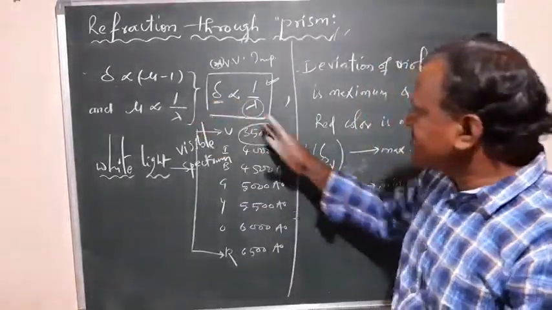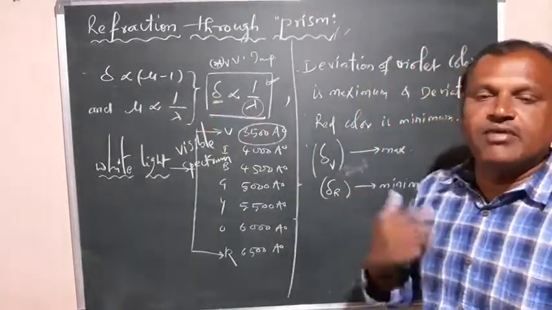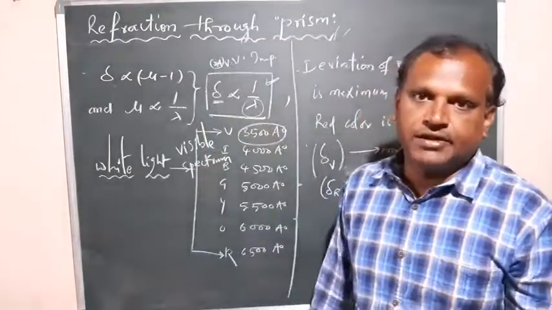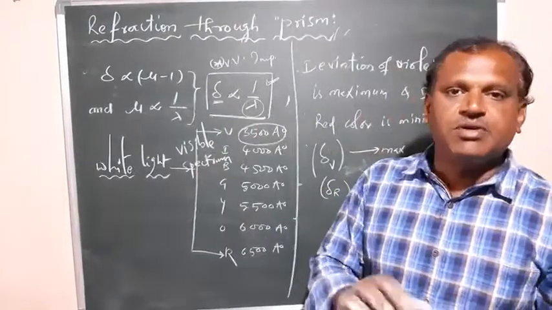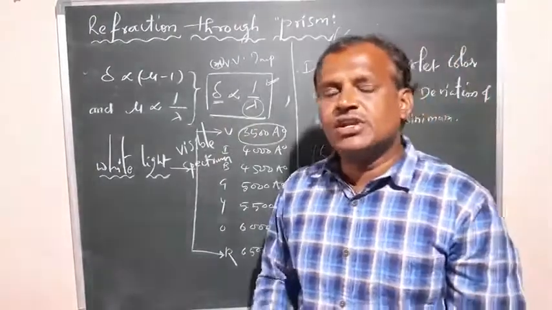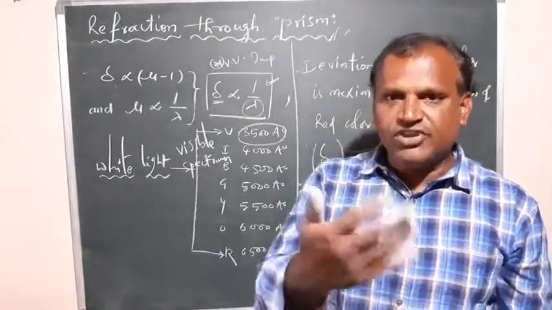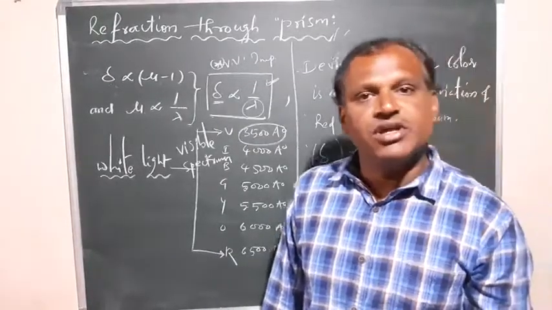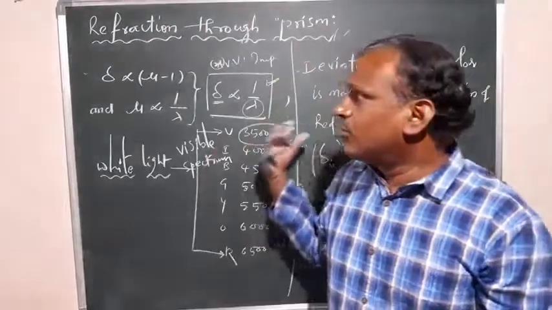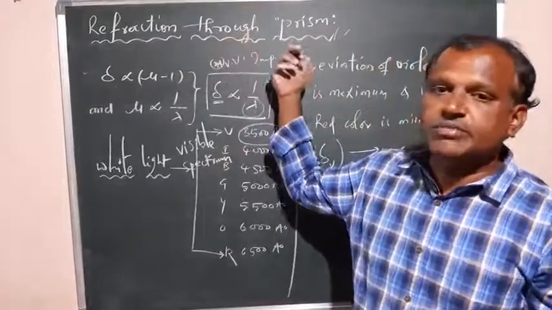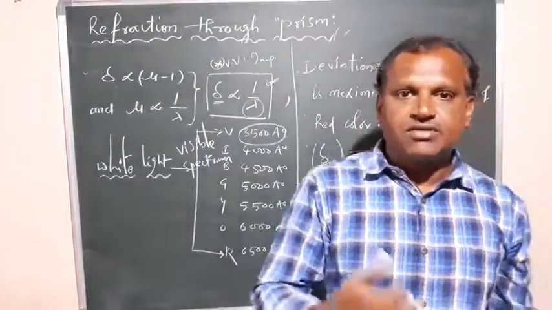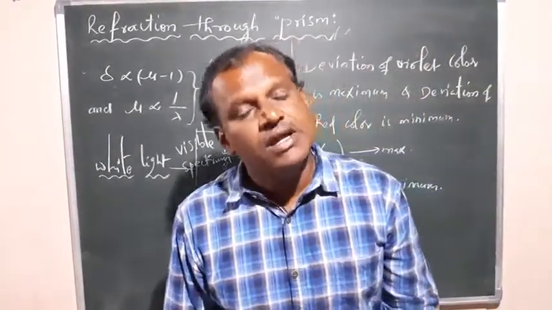In this way, based on this information itself, we can explain the process of dispersion. The definitions of dispersion, angular dispersion and dispersive power I will discuss, along with further information, in the next video. Be thorough about this refraction through the prism. See the video once or twice, right? We will continue the dispersion of light in the next video.